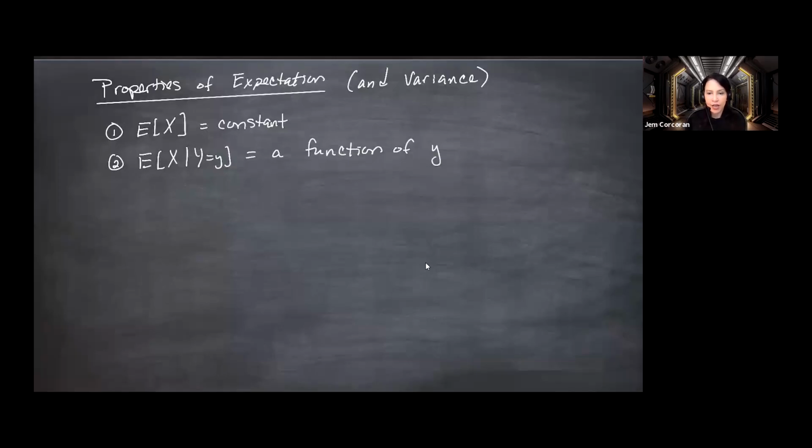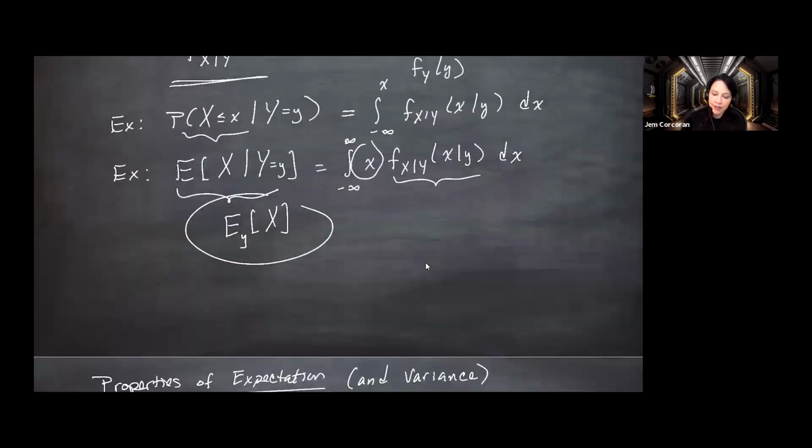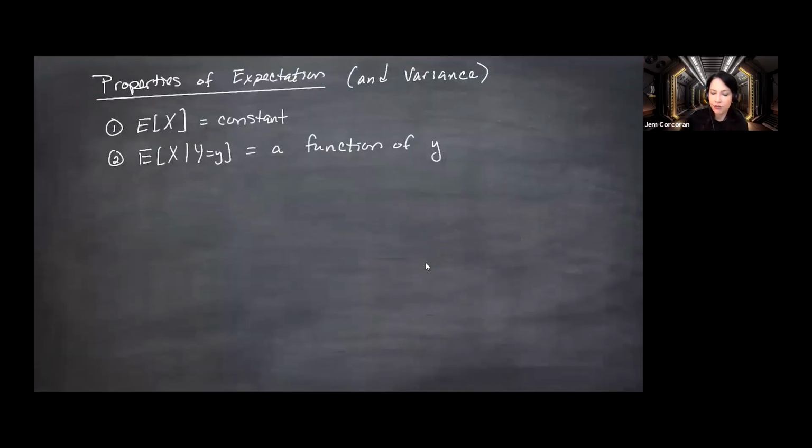I mean, just look at how we defined it. We're going to integrate over x, and we're going to plug stuff in for all the x's, but the y is going to be floating around there. So it's some kind of function of y. And I'm going to say g of y.